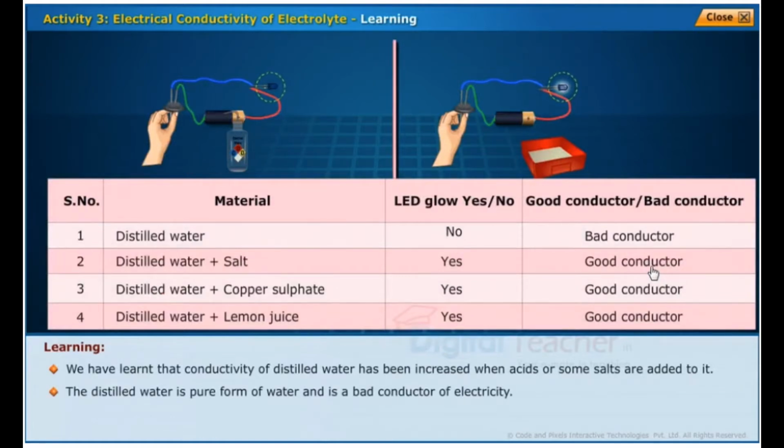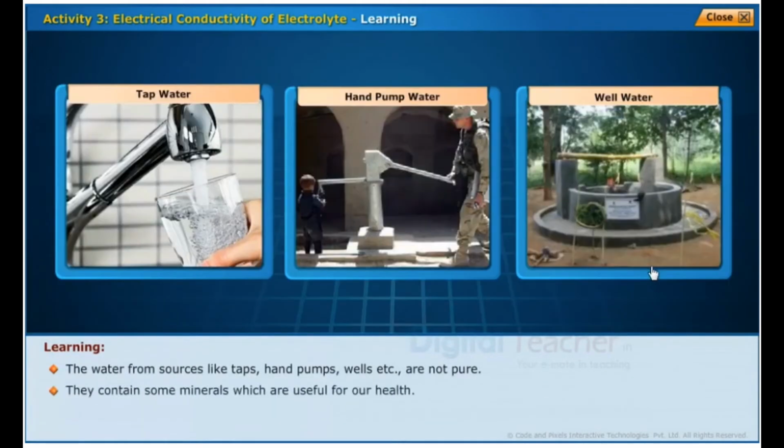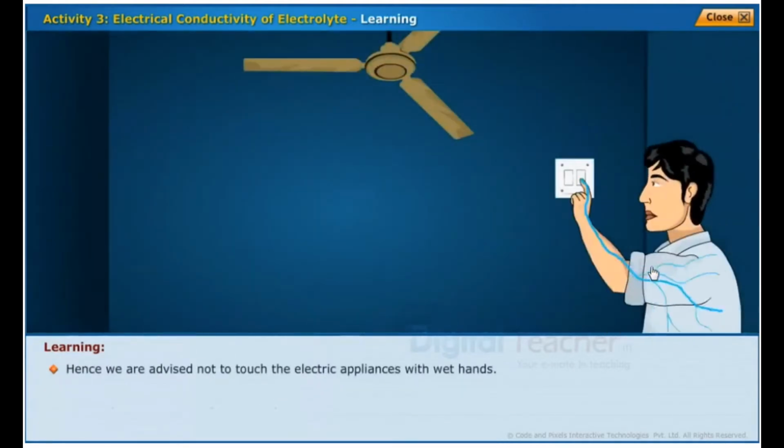The distilled water is pure form of water and is a bad conductor of electricity. When salts or acids are added to it, the electric current passes through, making it a good conductor. The water from sources like taps, hand pumps, wells, etc. are not pure. They contain some minerals which are useful for our health and act as good conductors of electricity. Hence, we are advised to not touch the electrical appliances with wet hands.